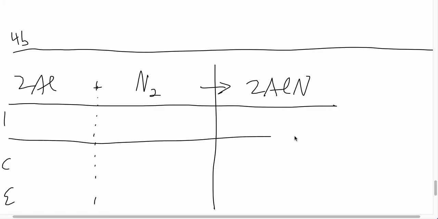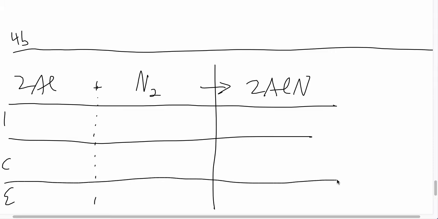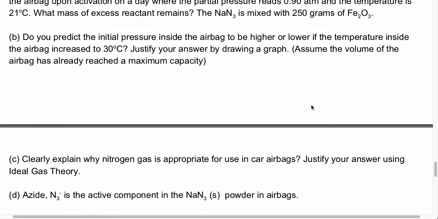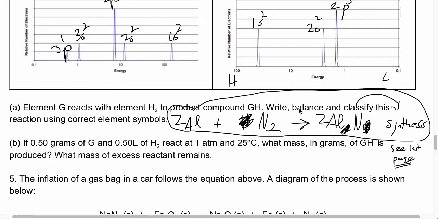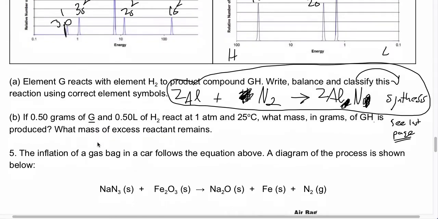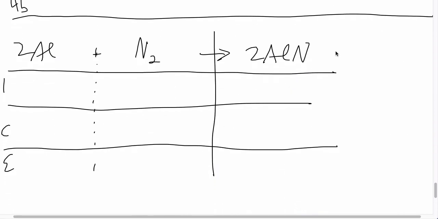ICE. Now everything that goes in here has to be moles. So we have 0.5 grams of Al and 0.5 liters of H2. So let's do Al first. Al, you have 27 grams in every 1 mole. You have 0.50 grams X moles. So 0.5 divided by 27. So clear. Second one.